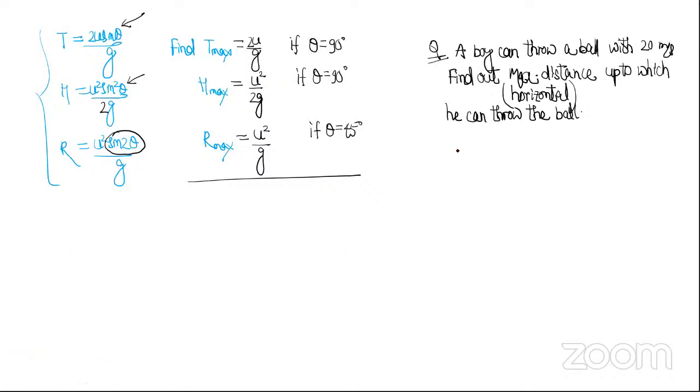Yes. So the solution is simple. He is basically asking R max. So R max is u square by g, right? So 20 square by 10. That is 40 meters. How many people got 40 meters? Raise your hand. Acha, 12 friends.